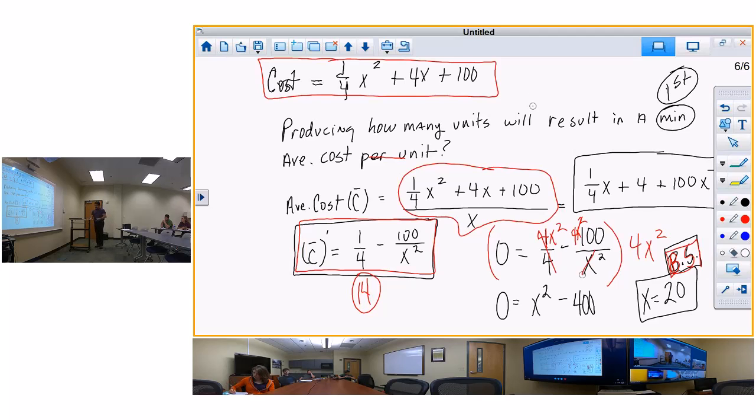Where is my... Here it is. I got a few more. I went to Google and pulled out a few more derivatives. Let's do these, and then we'll move into some antiderivatives.